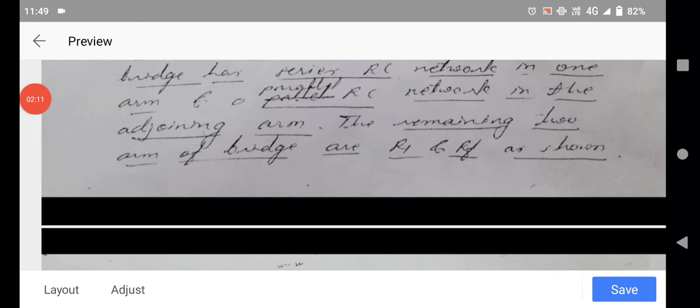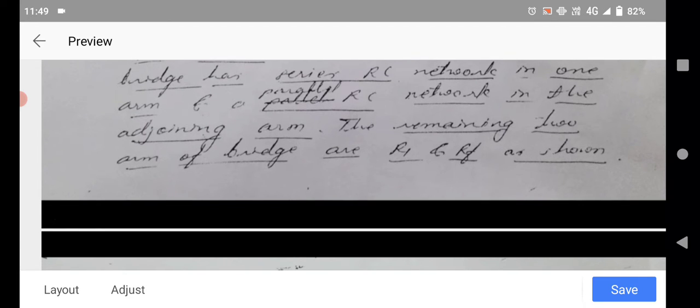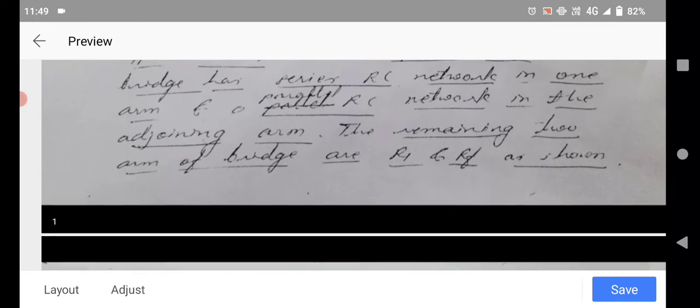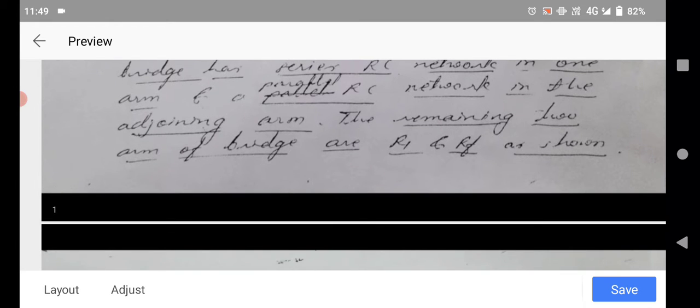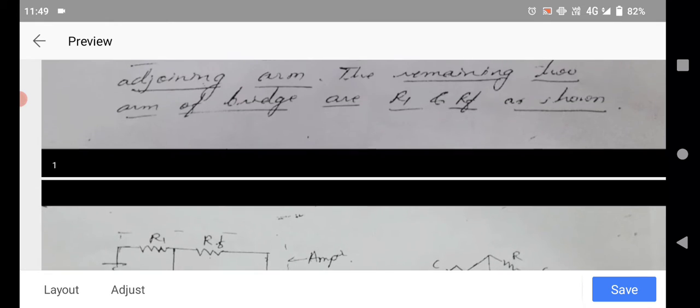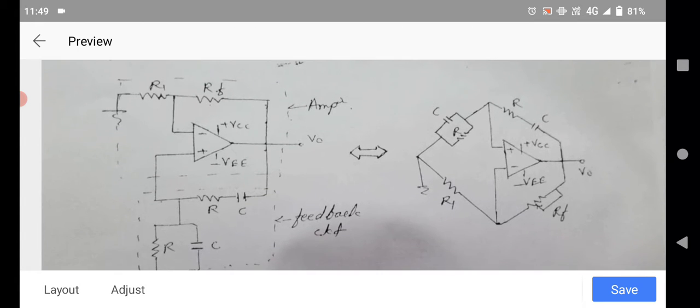These two different networks, the series RC network and the parallel RC network, are connected between the operational amplifier's input and output terminals. The remaining two arms of the bridge are R1 and RF, as shown. R1 is the input resistor and RF is the feedback resistor. See the figure of the Wien Bridge oscillator.